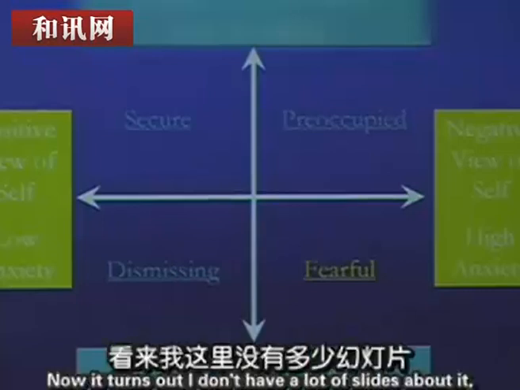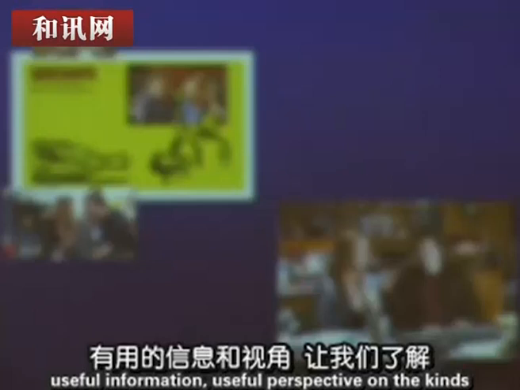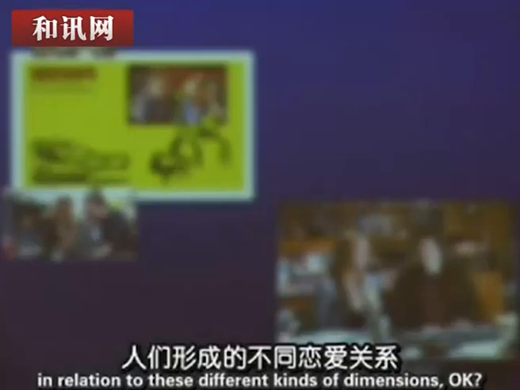Okay? Now it turns out, I don't have a lot of slides about it, in fact, maybe none. It turns out that there are all kinds of interesting correlations between secure and insecure attachment and the quality of our relationships. So there's a lot of evidence that this model provides us a useful perspective on the kinds of relationships individuals form in relation to these different kinds of dimensions.